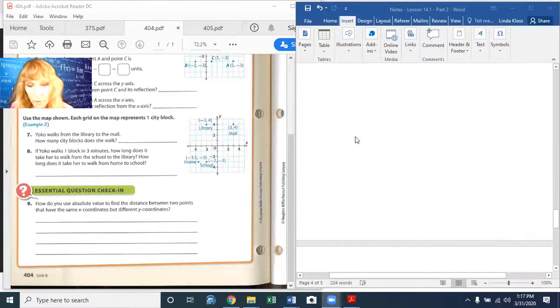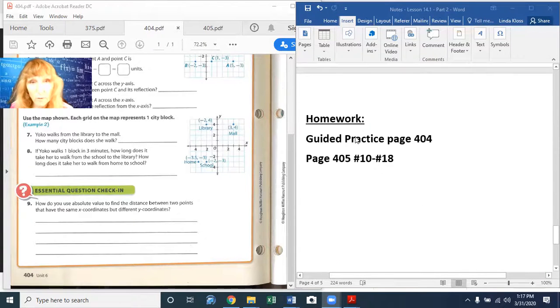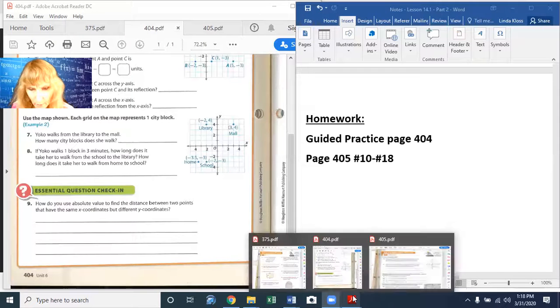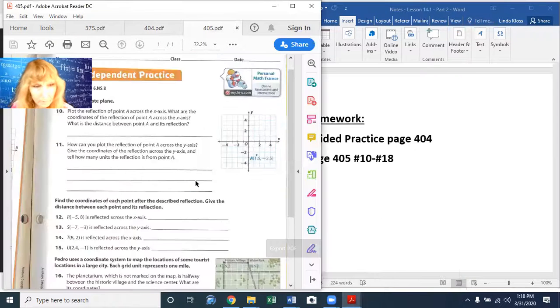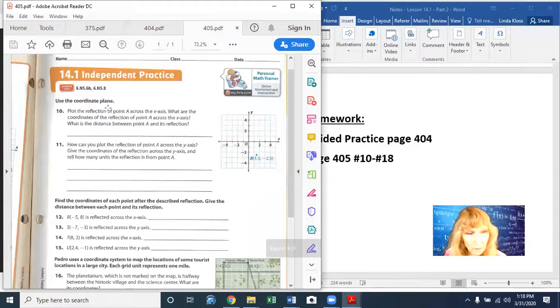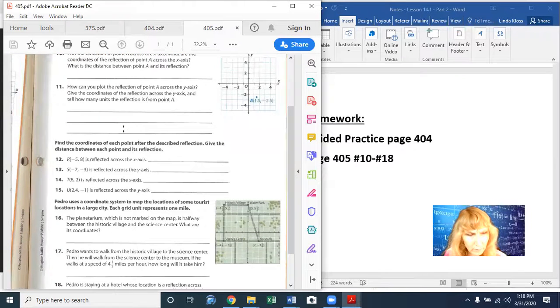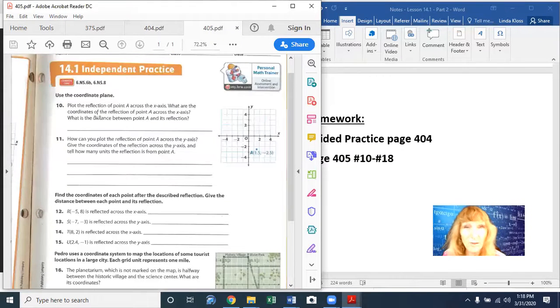So now homework. So guided practice, page 404, we did this together on our video. So you should be able to turn that in very quickly for me. And then page 405, numbers 10 through 18. So those are the ones you're going to be doing. I can probably bring that up. So this is number 10 through number 18, and that's your page that you will be doing.